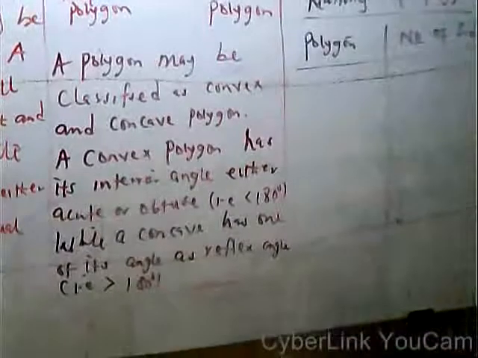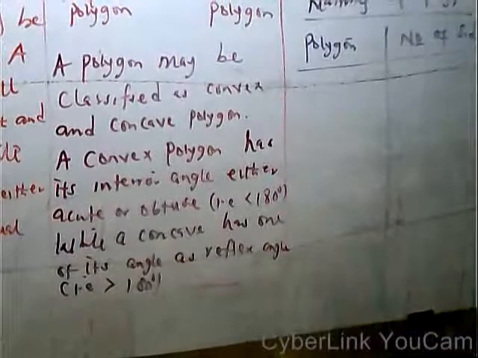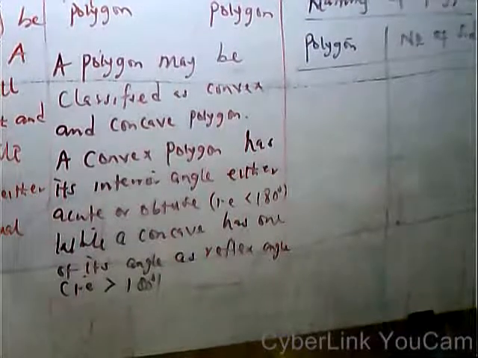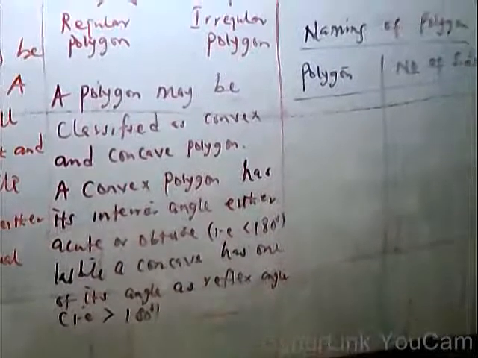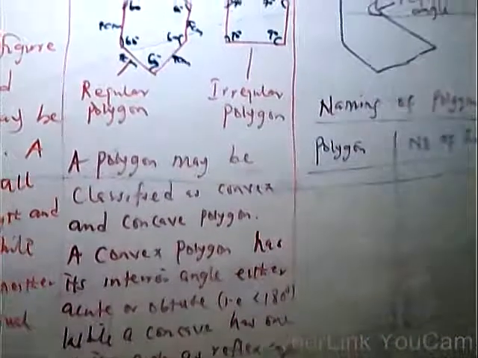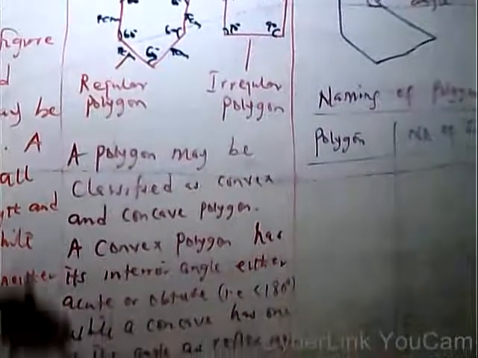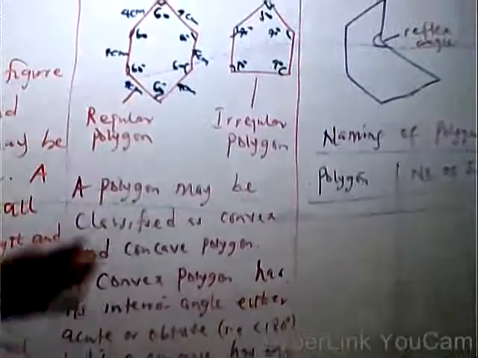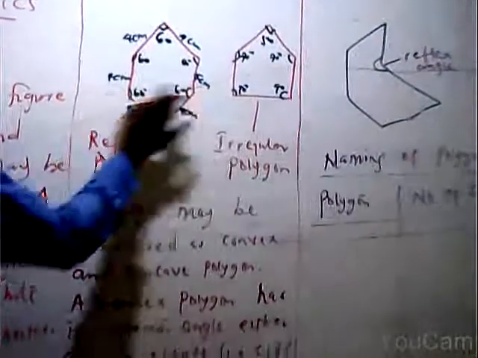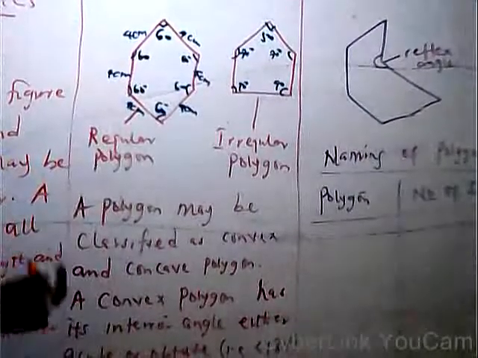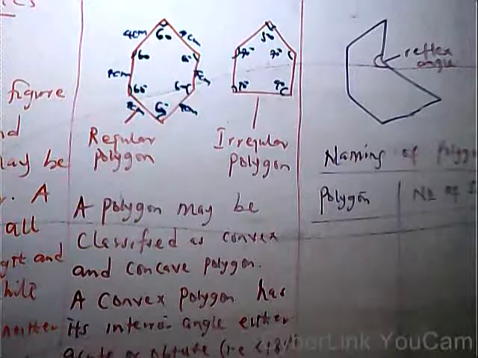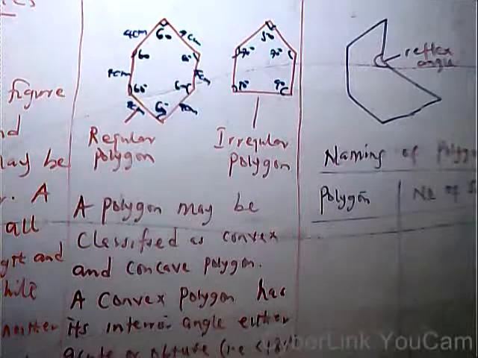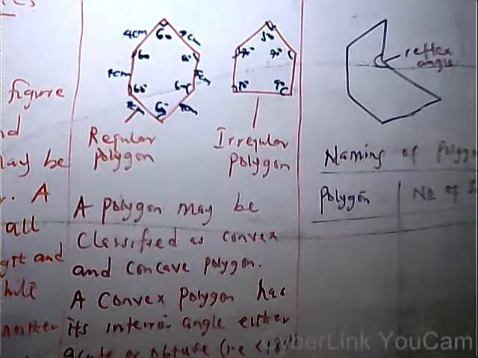While in the case of concave, the angle is more than 180 degrees. So if a polygon has one of its interior angles more than 180 degrees, then we refer to such a polygon as a concave polygon. For instance, all the examples that we have used before are examples of convex polygons. Why? Because all the angles here are less than 180 degrees. But if an angle is more than 180 degrees, then it is called a concave polygon.